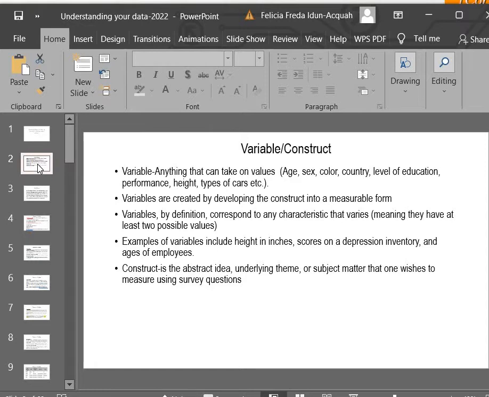So you see, we cannot use a single item to measure it. So that makes it more of a construct. So we say a construct is an abstract idea or underlying theme or subject matter that one wishes to measure, usually using survey questions. So for every research that we do and everything that we want to measure, we have to ask, are we measuring it as a variable or as a construct? The answers to these questions will help us in our choice of the right statistical tool and the setting of the objectives that we have to make in the research.